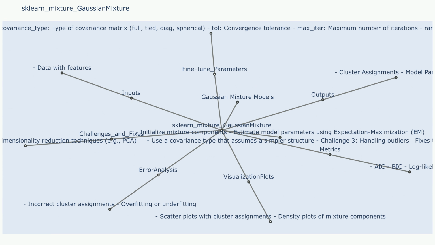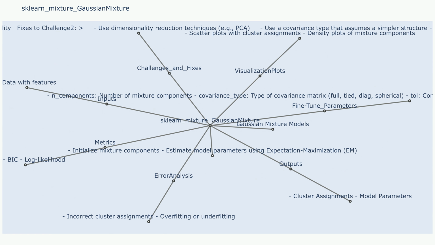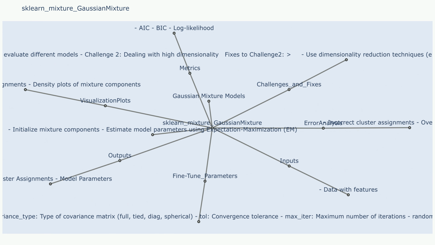Challenge 2: handling high-dimensional data. Sample use case: if the data has many features, the covariance matrices of the Gaussian components can become very large and difficult to estimate accurately. Fixes to challenge 2: use dimensionality reduction techniques like PCA to reduce the number of features. Use covariance types like tied or diag that constrain the covariance matrices to have fewer parameters.